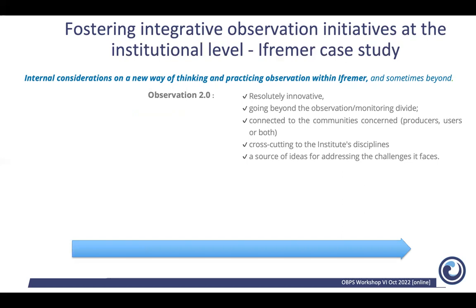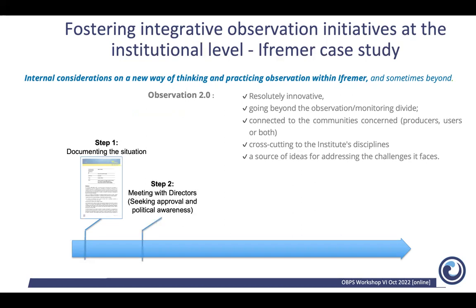So to do these internal considerations, we had a bit of a roadmap. The first step was to document the situation. We produced an internal note, like a paper. Then we shared this paper with our directors, seeking approval and political awareness at our institution level. Then step 3, we built a small working group for internal brainstorming with people from very different backgrounds, working in different buildings and disciplines and departments.